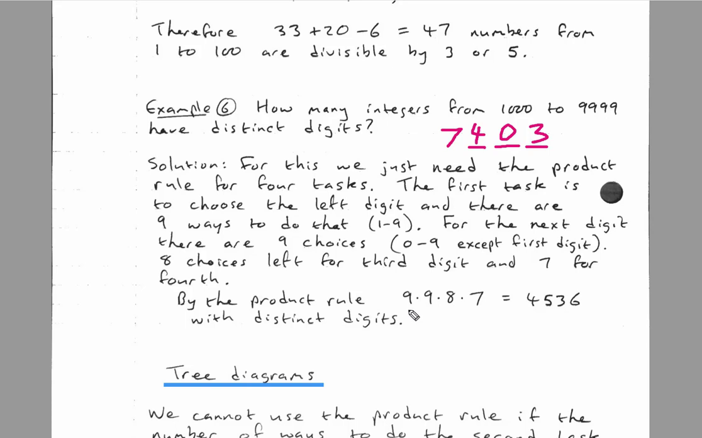By the product rule, it's 9 times 9 times 8 times 7, which is 4,536 numbers in this range that have distinct digits. You can see there are about 9,000 numbers here, so about half of them have distinct digits.